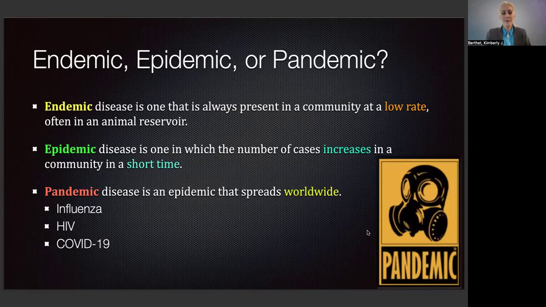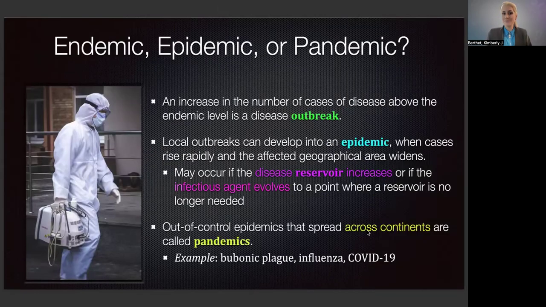So endemic to epidemic, then to pandemic. Again, endemic is low rate. Epidemic is that short period of time where we get a rise in cases. And pandemic is when it spreads worldwide. Okay, the term outbreak here is when we're looking at endemic levels of a disease, and an outbreak is when we start seeing this spike that takes us to the epidemic level here. So from endemic to epidemic is where we see these outbreaks, and this is really when things go on the radar for the CDC or for any epidemiologists.